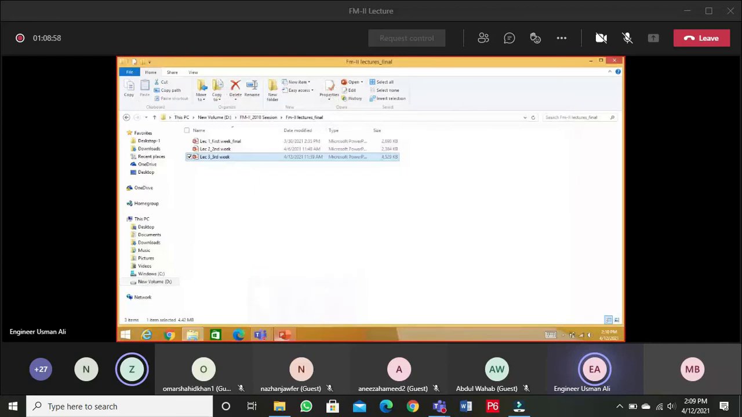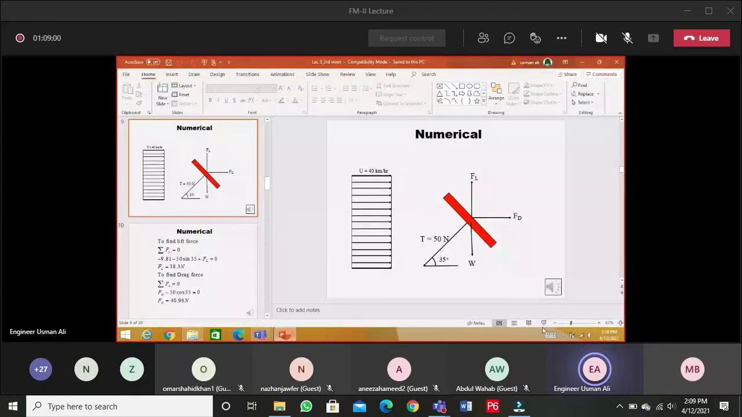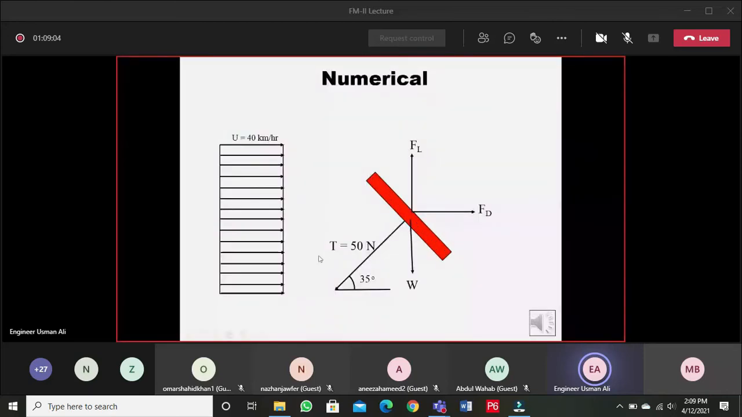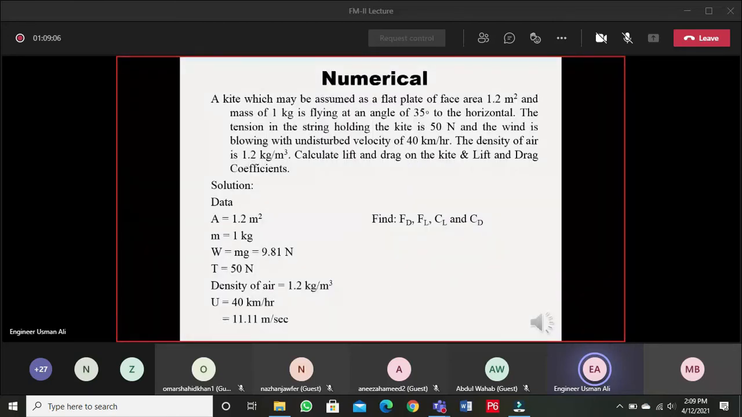Okay, so we were discussing this numerical, how you can find the lift and drag force. We are given certain parameters like a kite having a face area of 1.2 square meter, its weight is acting downward with a mass of 1 kg. So if it is 1 kg, weight is m into g, so 9.81 Newton is the weight of the kite acting downward. There is a tension in the string holding the kite, 50 Newton.